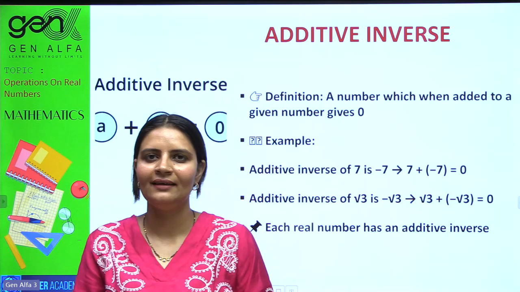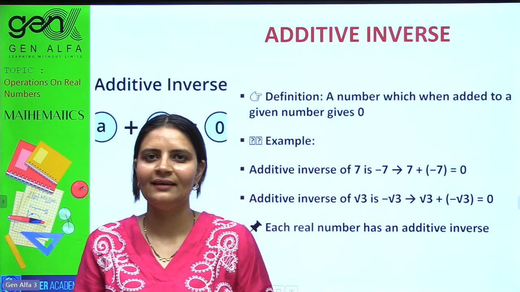What is the opposite sign? Negative is the opposite sign. 7 minus 7 gives you 0. Under root 3 minus under root 3 gives you 0. That was your additive inverse, the opposite of additive.